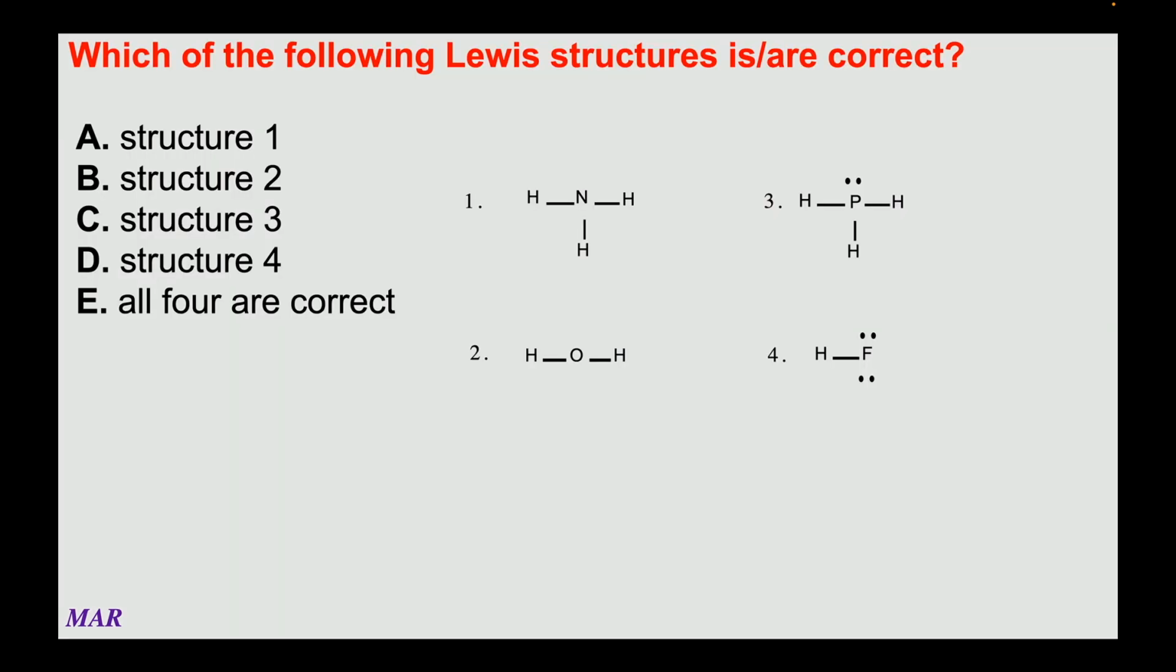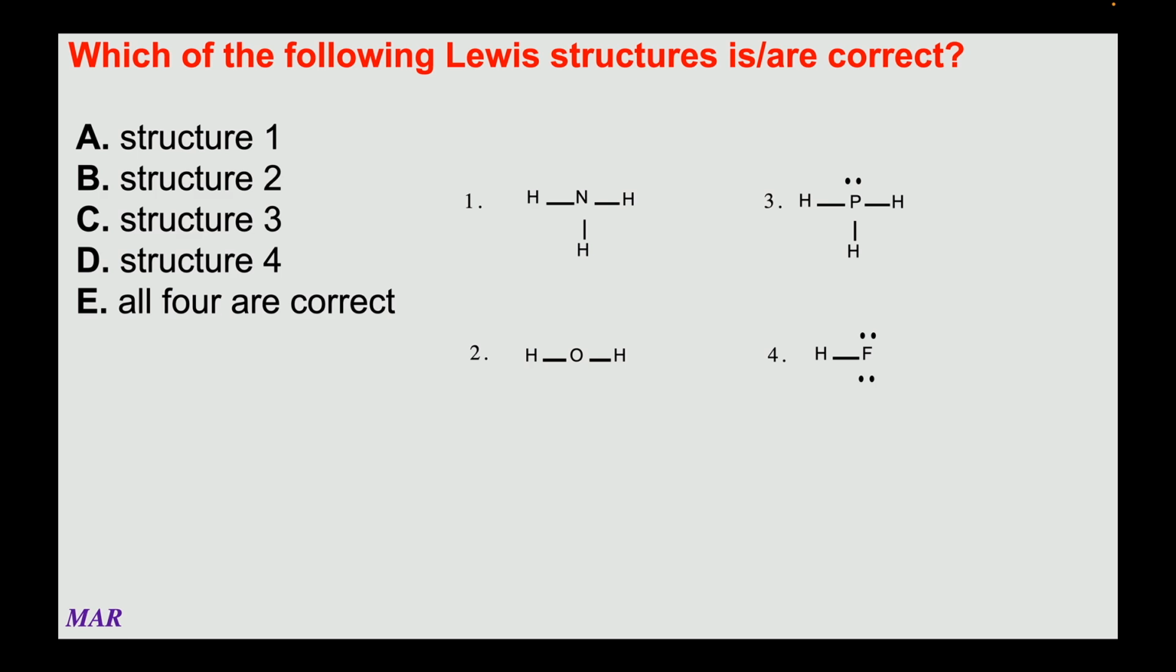So here's a type of problem you might see, and it says, which of the following Lewis structures is or are correct? To answer this question, you want to make sure that hydrogen has one bond, and none of those structures have hydrogen with a lone pair or a double bond, so that's okay. But you also want to make sure that your central atom has an octet, and an octet in a Lewis structure means 4 pairs of electrons, and those pairs can be bonding pairs or lone pairs.